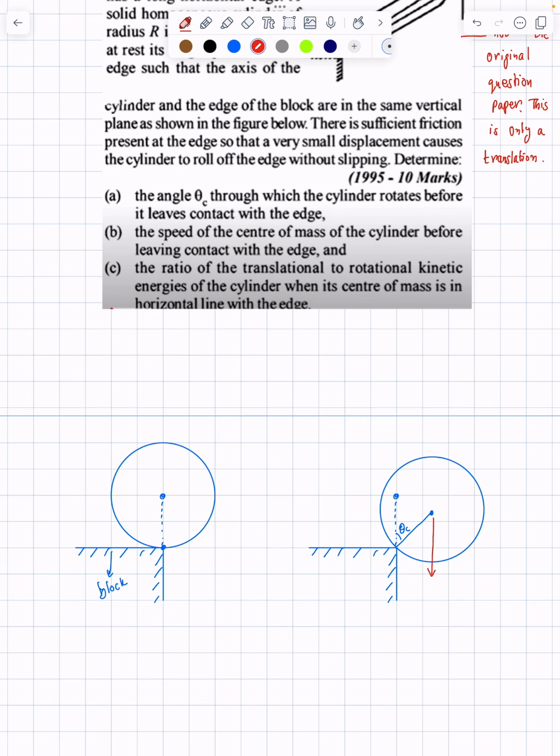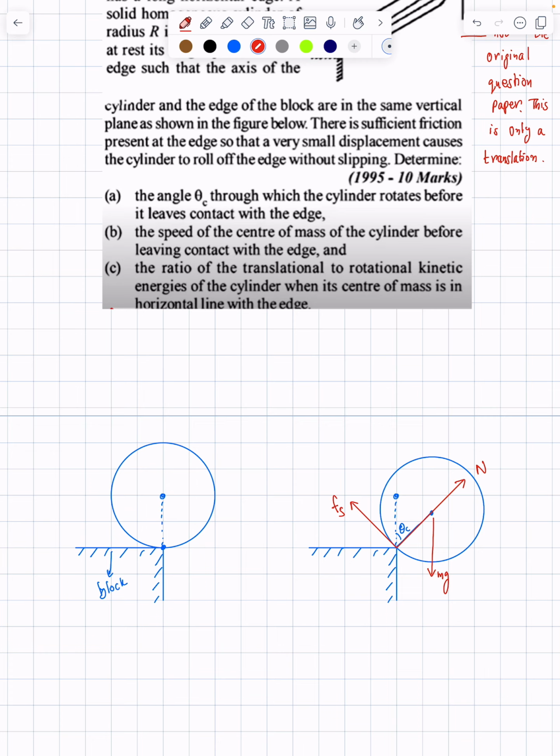So there's gravitational force mg. Then there is a contact force applied by this block on the cylinder, and it is normal to the surface of contact, so basically it will be in this direction. And another force will be static friction, and the static friction will be acting in this direction. So I think these are the forces.